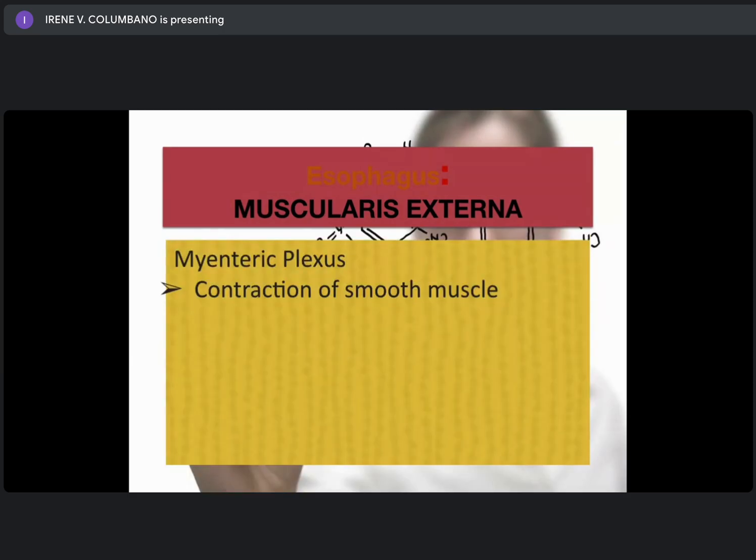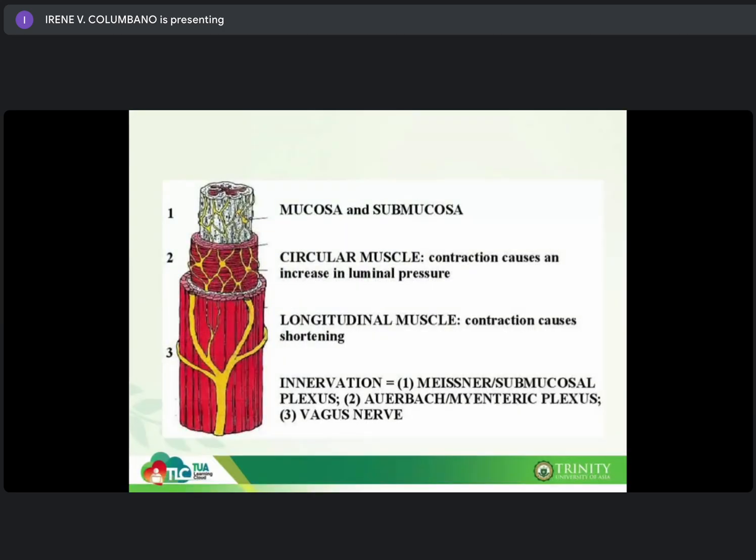So yung muscularis externa, no, is innervated by myenteric plexus para sa contraction of smooth muscle. So representation of the esophagus with the innervation of Meissner or submucosal plexus and Auerbach or enteric plexus, and also by the vagus nerve.